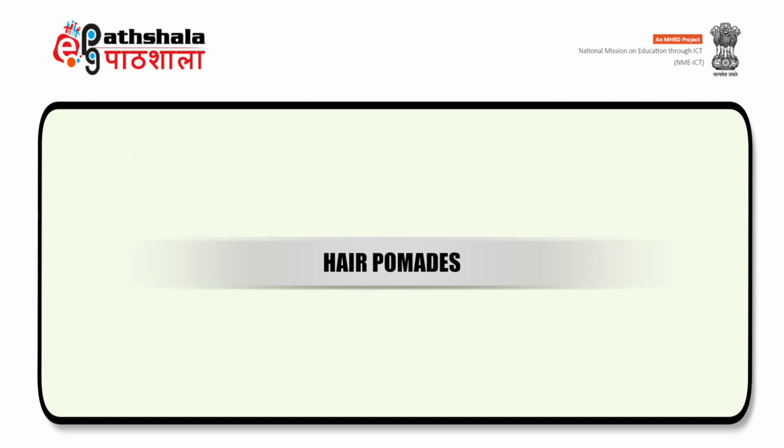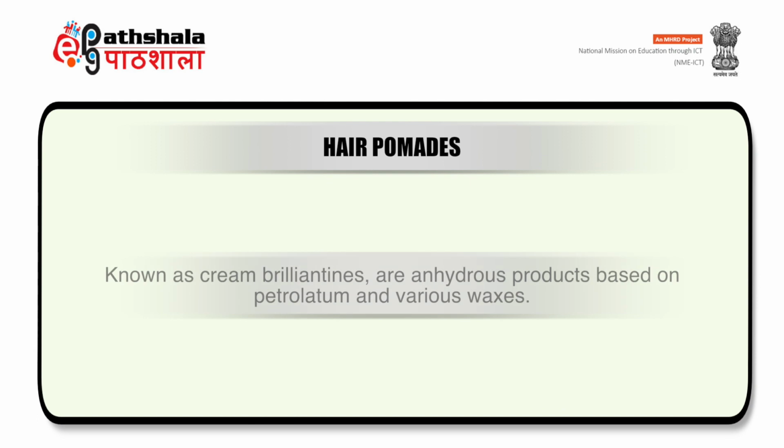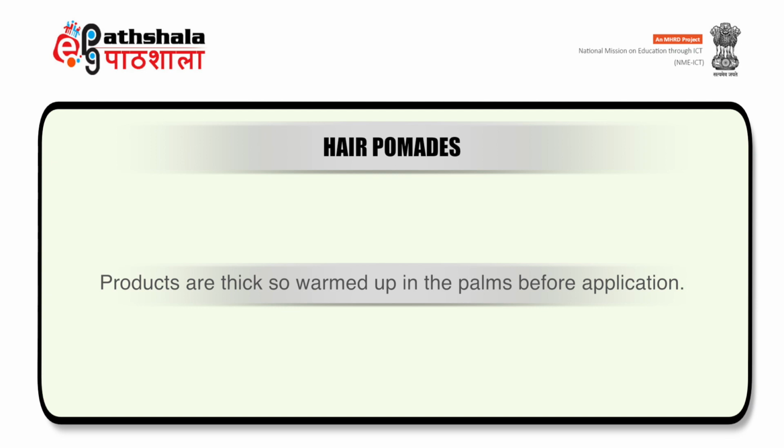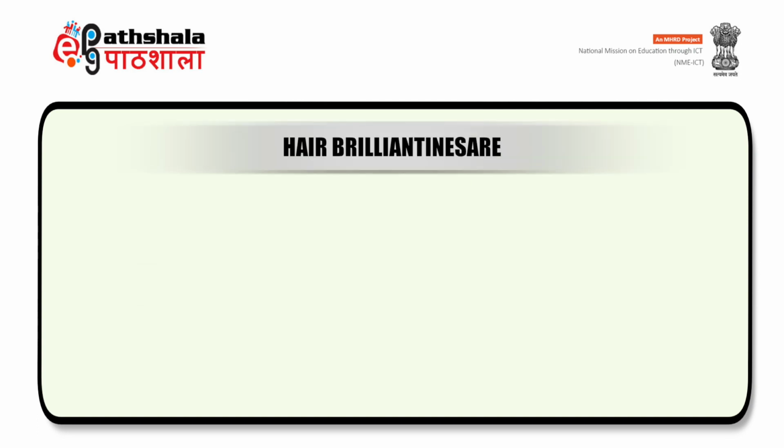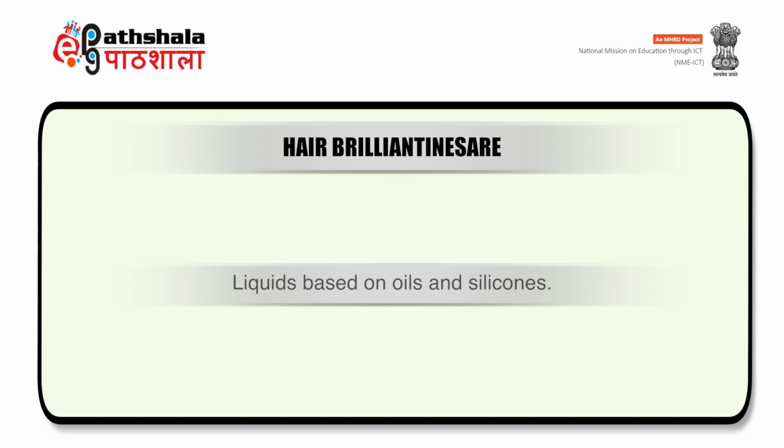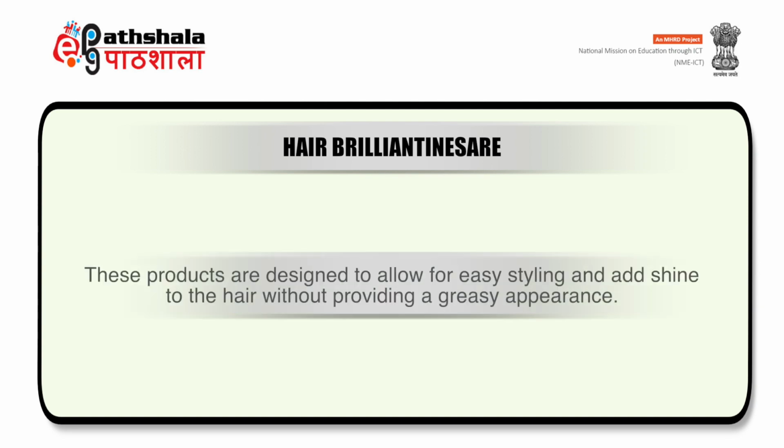Next, hair pomades. Hair pomades are an emollient based type of hair styling formulation. Hair pomades, also known as cream brilliantines, are anhydrous products based on petrolatum and various waxes. As the products are quite thick, they are usually warmed up in the palm before being applied to the hair. Next, hair brilliantines are liquids based on oil and silicones. These products are designed to allow for easy styling and add shine to the hair without providing a greasy appearance.